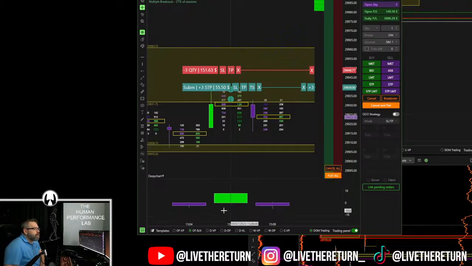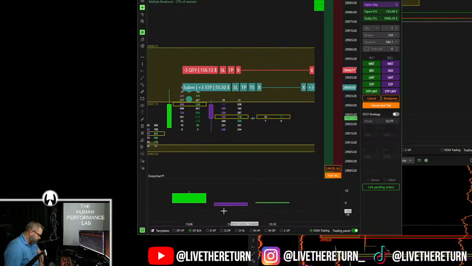Which broker do I use? In my cash account, sorry, I had an itch I was trying to get rid of. In my cash account, I use AMP. I've used AMP for years. Like since 2010.